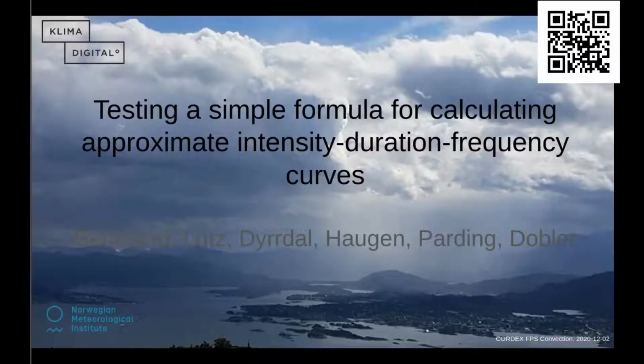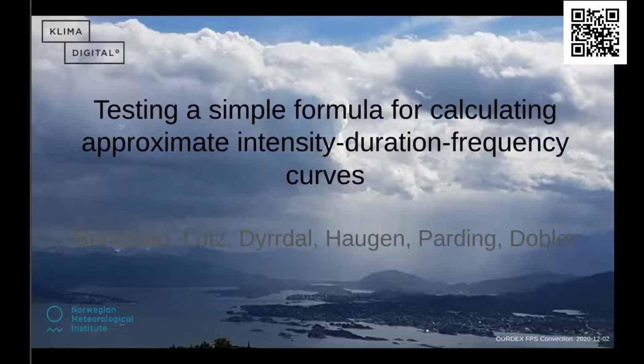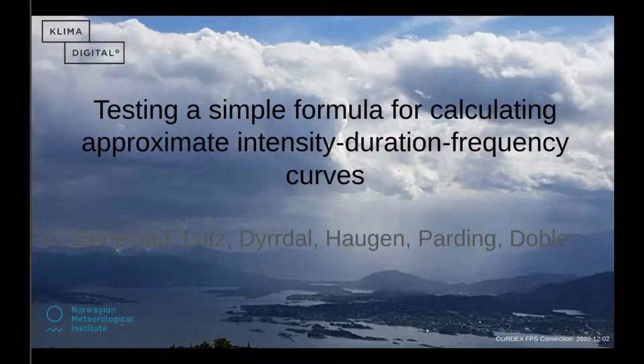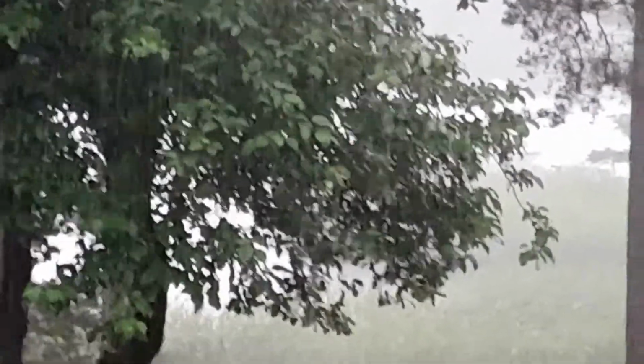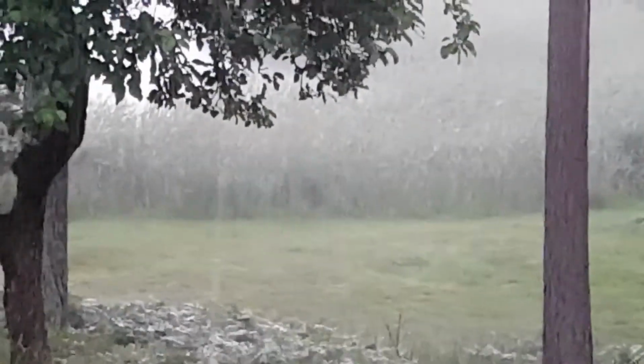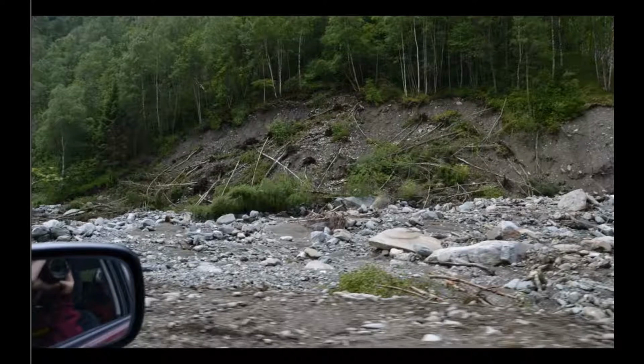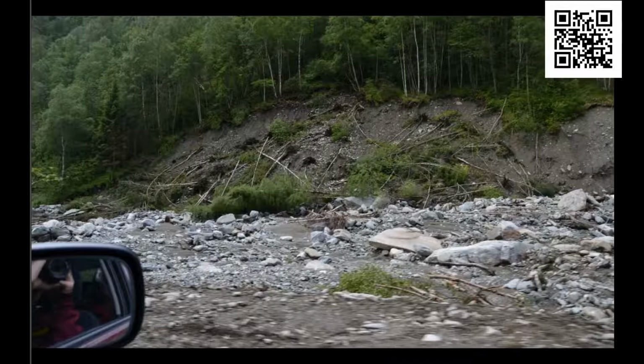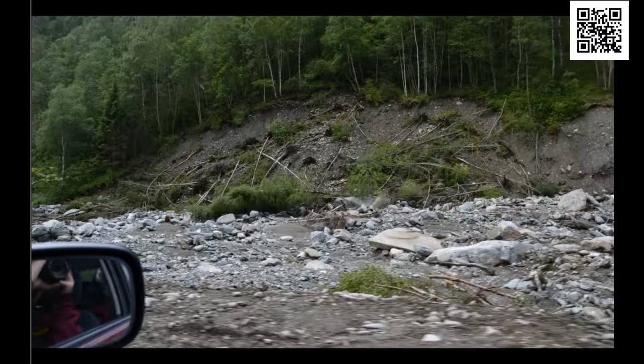This paper presents a test of a simple formula for calculating approximate intensity, duration, frequency curves. One of the objectives of Klima Digital is to try to estimate rainfall intensities that result in mudslides or rock slides. But the problem is that we have very little data. Normally, when we estimate intensity, duration, frequency curves, we need long time records of sub-daily data, and we don't have that here. So in the end, we ended up with a simple formula that can actually help us.